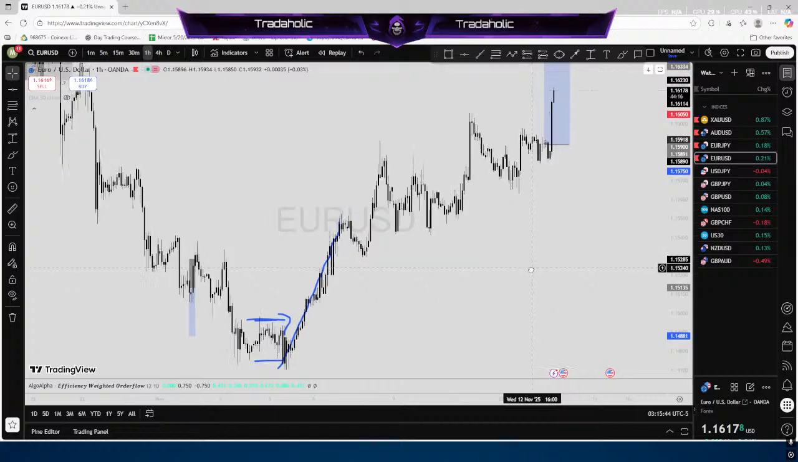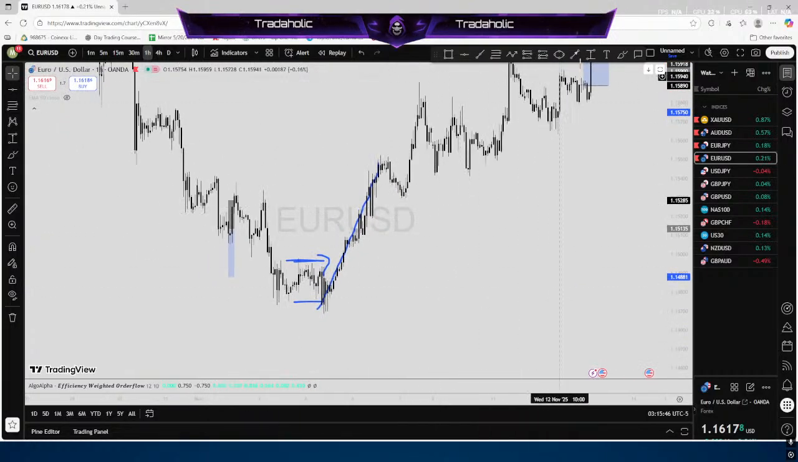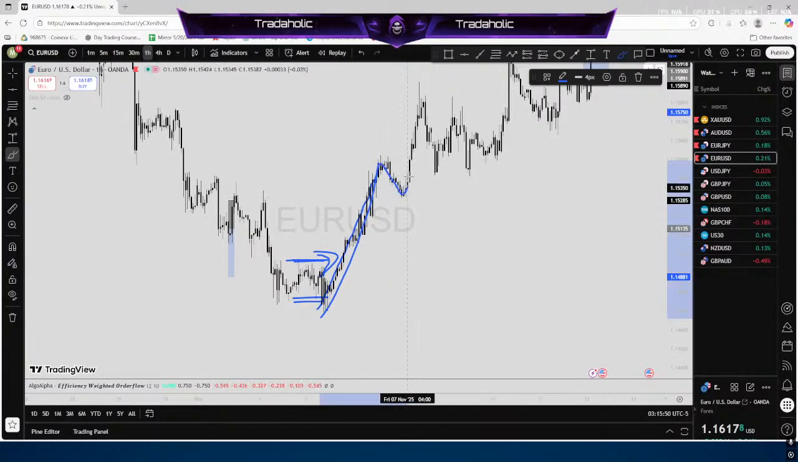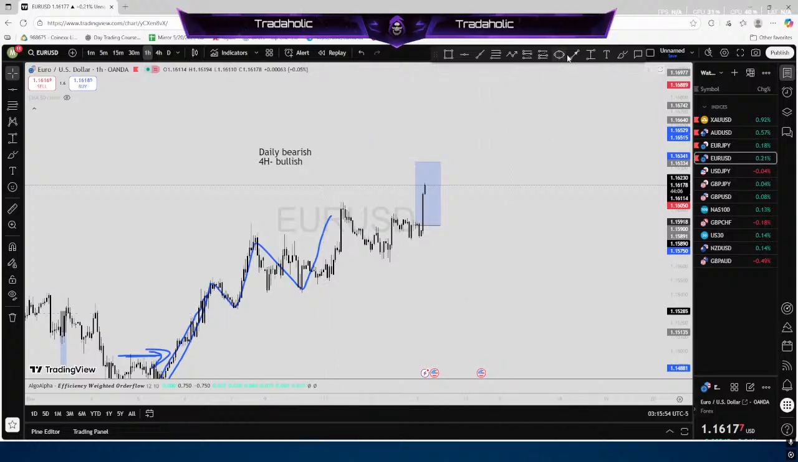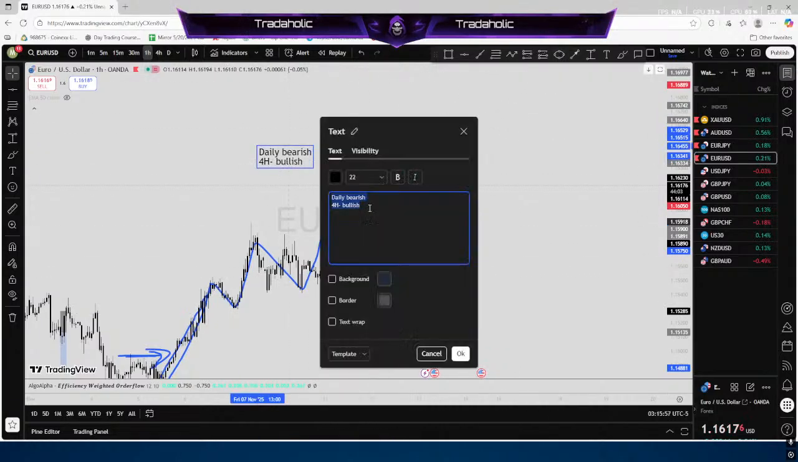So again, buyers are in control here as well. How do I know? We have some equal lows back over here, shifting structure here to go bullish, and we have higher highs and higher lows. Very, very simple. So now I know that the 1 hour time frame is bullish as well. 1 hour bullish.